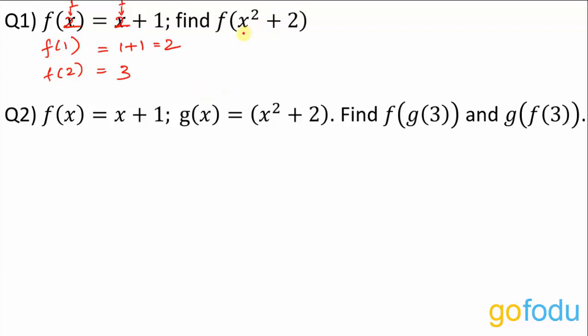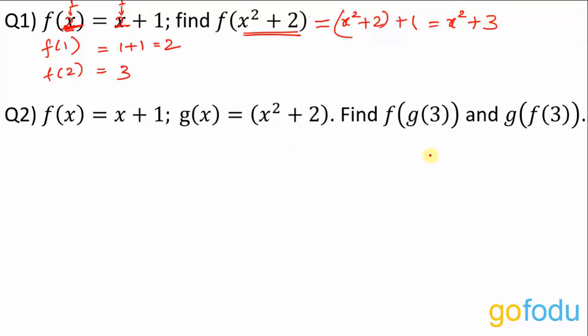Now we have to find f of x square plus 2. So we'll put x square plus 2 in place of x, and this will come out to be x square plus 2 plus 1. This is x square plus 3.